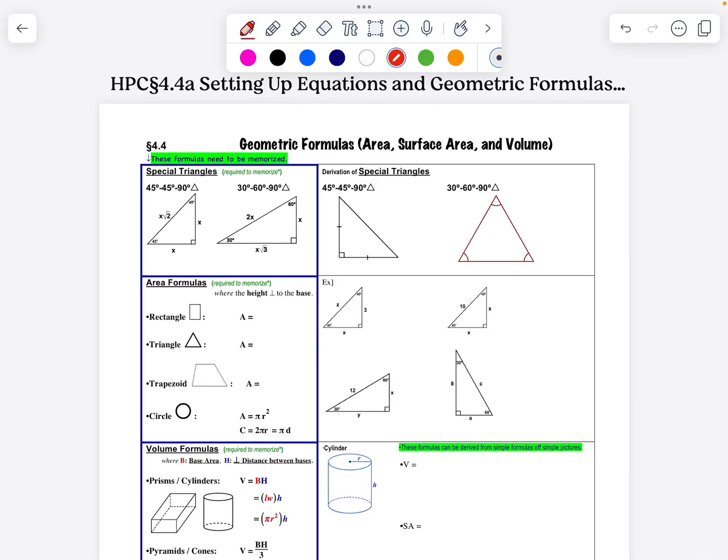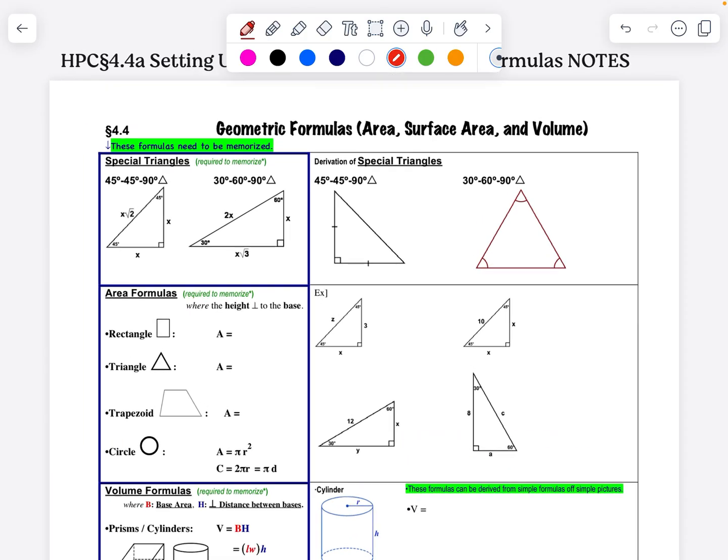4-4A. Today we're going to teach the concept of creating an equation. I'm going to talk about a four-step process. Number one is drawing a picture. Number two is creating an equation. Number three is creating a second equation. And then number four is plugging one of the equations into the other to create a quadratic. So, a four-step process. You're going to see it in the chart on the next page.